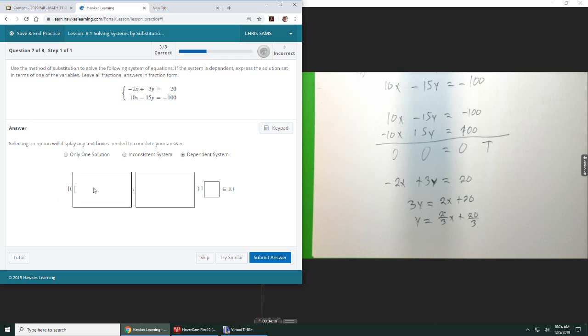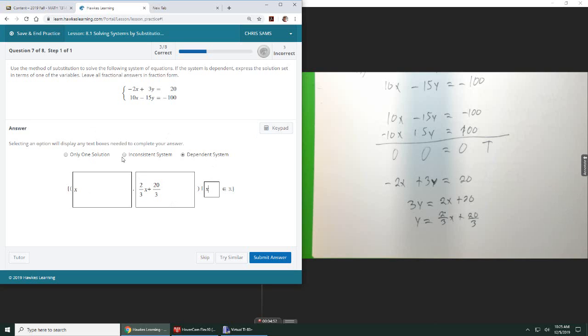Now, since x is usually the independent variable, we're going to put the x here. So x is going to be itself. The y is equal to this equation. So y is equal to 2 divided by 3x, and then plus 20 divided by 3. So you just type that as the equation when you solve for y. And then we say x is any real number because x can be anything. So x is the independent variable.